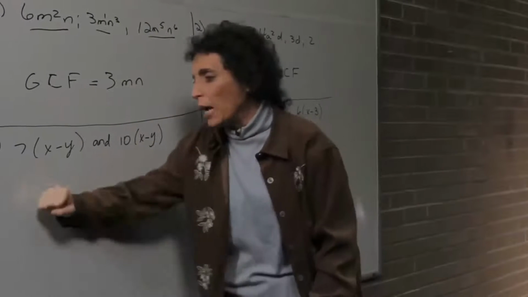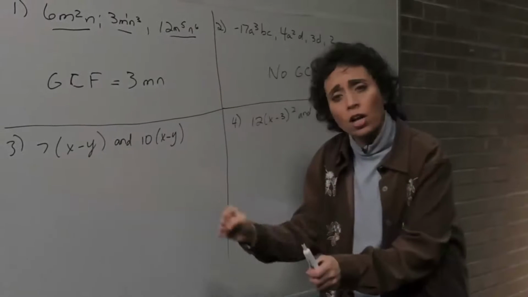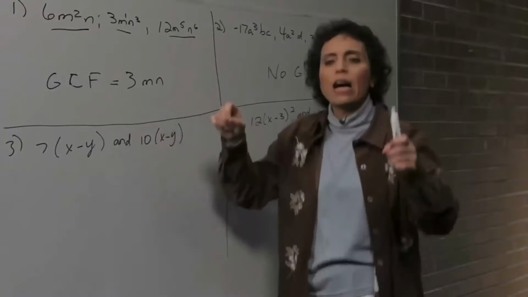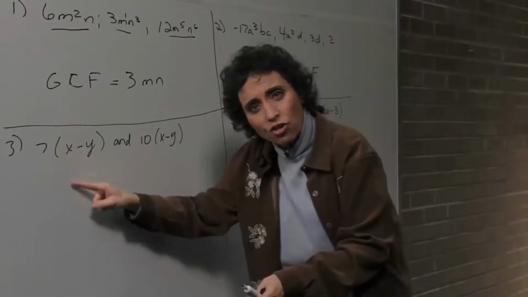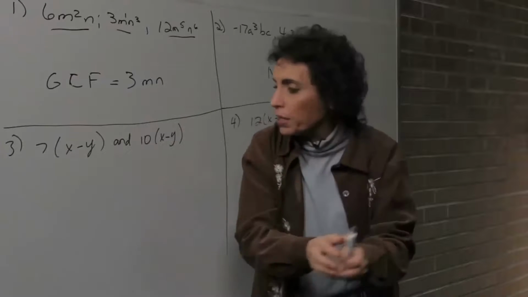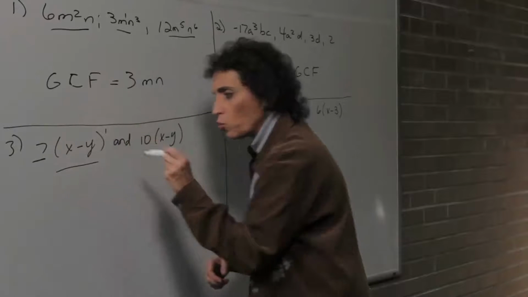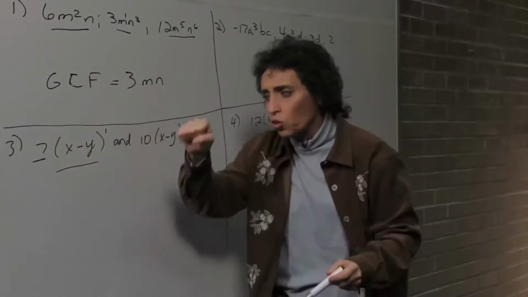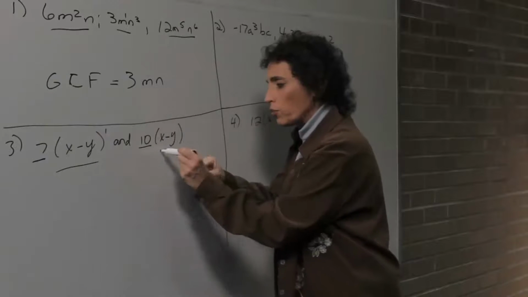Because I know what you're tempted to do. What you're tempted to do here is you're tempted to multiply this. But remember, we're trying to get the greatest common factor. That means they have to be attached by multiplication. These are attached by multiplication. Don't make them not be attached by multiplication. So 7 is a factor, x minus y is a factor once. And always think of parentheses as one whole thing. So 10 is a factor, x minus y is a factor once.